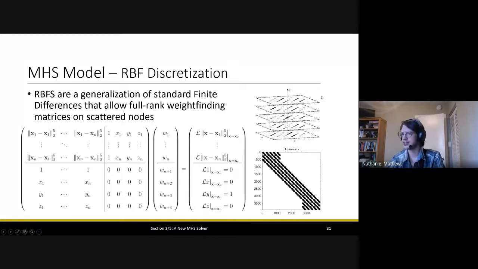Radial basis functions, this is a mathy slide, so I don't want to spend too much time talking about it. But the basic idea is that you solve a big system and you get a matrix that has this kind of banded structure to it. So these matrices are huge, but we can store them in the computer because they're mostly zeros.